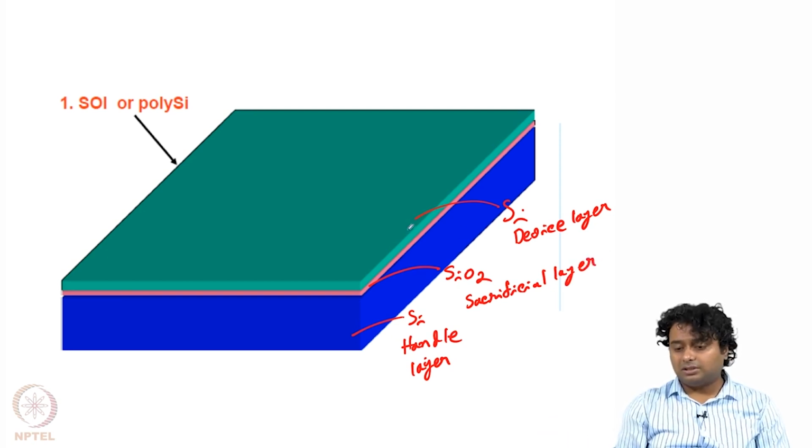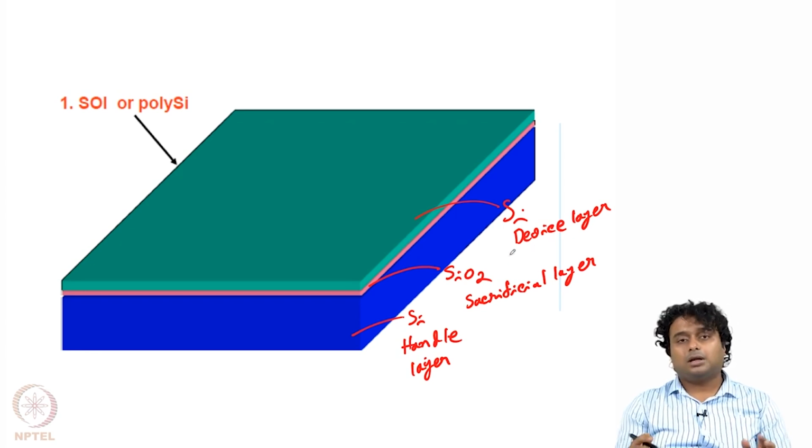Another important point is that this top silicon layer can be single crystal silicon or even polycrystalline silicon. If it is polycrystalline silicon, then on the SiO2 we just grow the silicon film. Then it will be a polysilicon film.